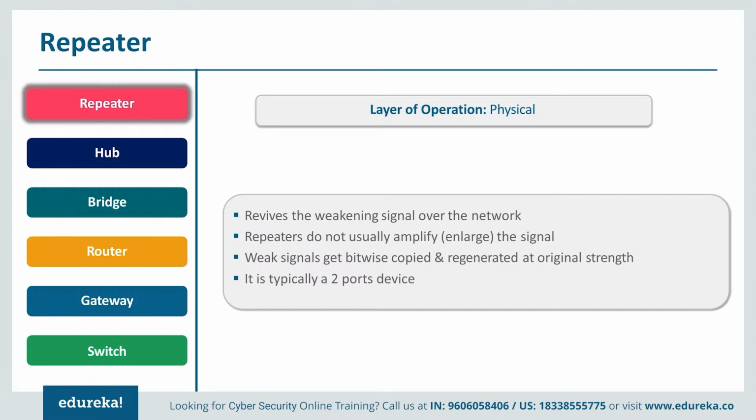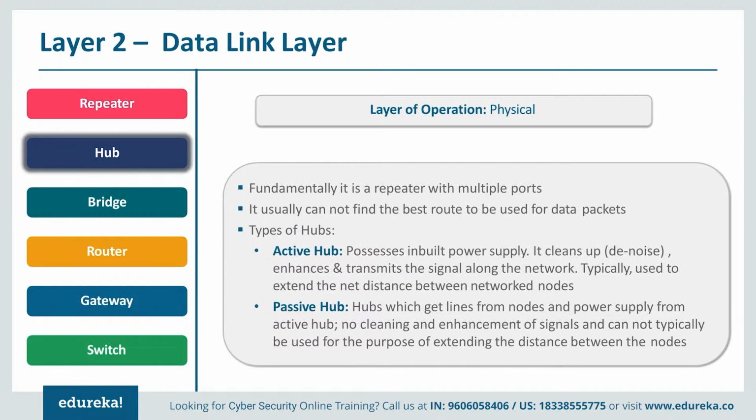Repeater works on the physical layer. A repeater just amplifies the signal and sends it over a longer distance. And hub, data link layer. The difference between the repeater and the hub is that a repeater amplifies only a particular signal, whereas a hub gets signals from multiple inputs and sends them to a single output or multiple outputs. Different types of hubs are the active hub and the passive hub.